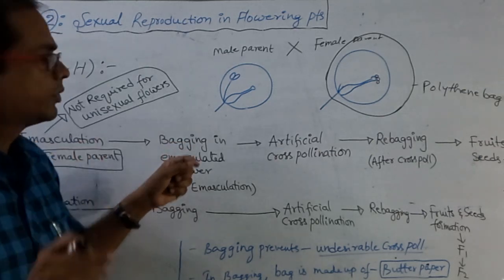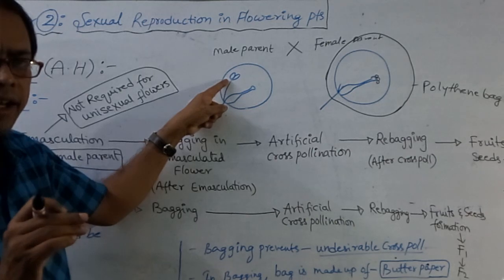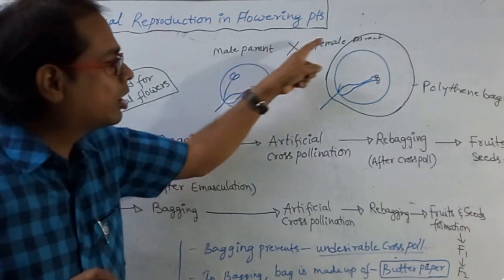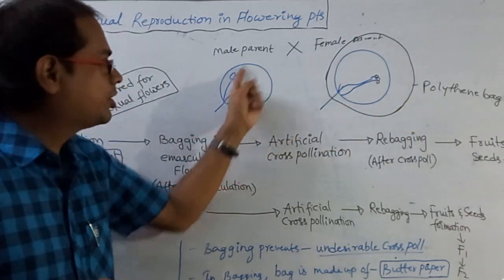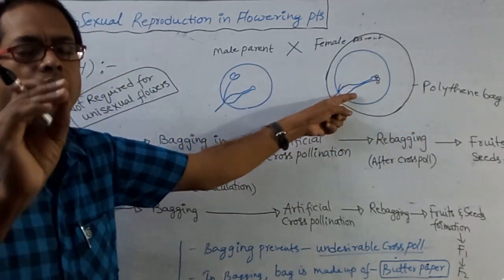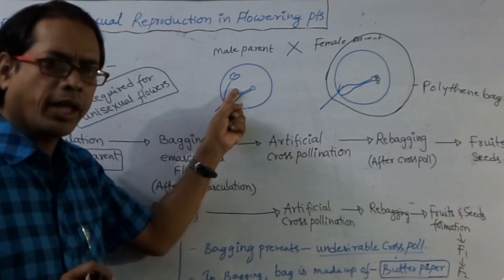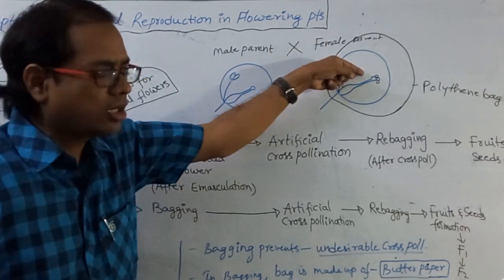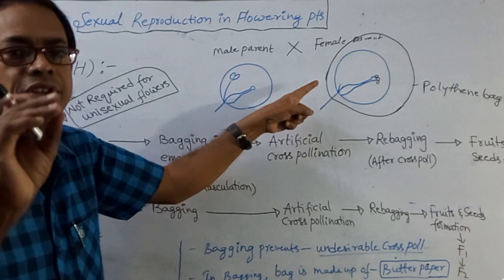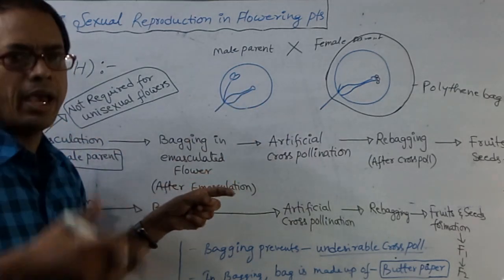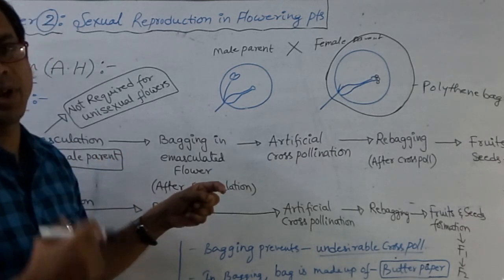After some time, when the male parent matures, the pollen grains are collected and placed on the stigma of the female parent after removing the polythene bag. This is called artificial cross pollination. Pollen grains are collected from the male parent and dusted on the stigma of the female parent. That means it should be done by man, and that's why it is called artificial cross pollination.